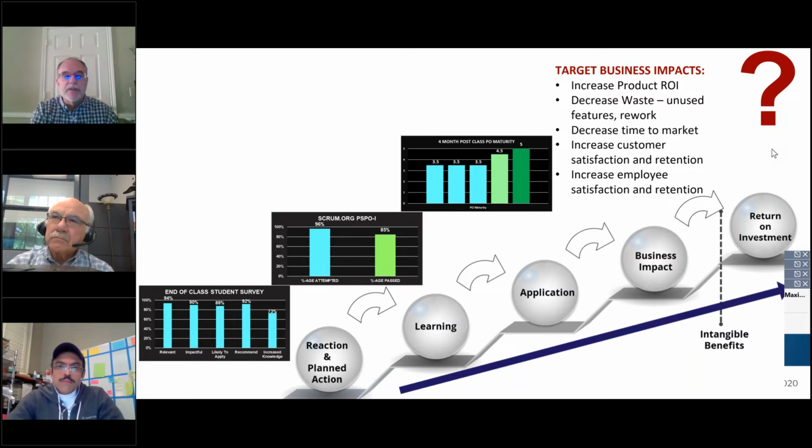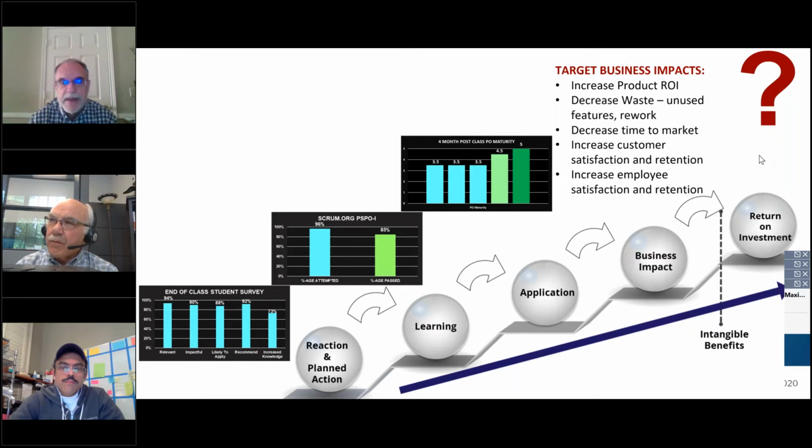But what are some of the targeted business impacts that we were setting up metrics for and we were going to measure? Increasing product ROI. A good product owner, what's the number one description of a product owner in the Agile world? They're the chief value optimizer. So that should mean that we should translate that into seeing increased product ROI in some form or another over the course of 3, 6, 9 months.